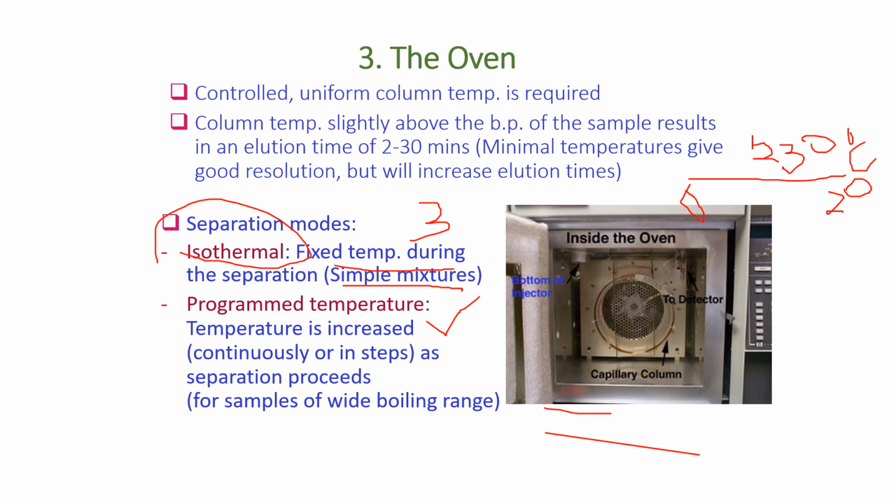So we have to use temperature programming. We call this the program temperature mode, whereby the temperature is increased continuously or in steps. Usually we use steps because we want temperature 220 to run for 2 minutes and then idle for 2 minutes and then go up again, so that we can give time for the next 5 analytes to separate in a timely manner.